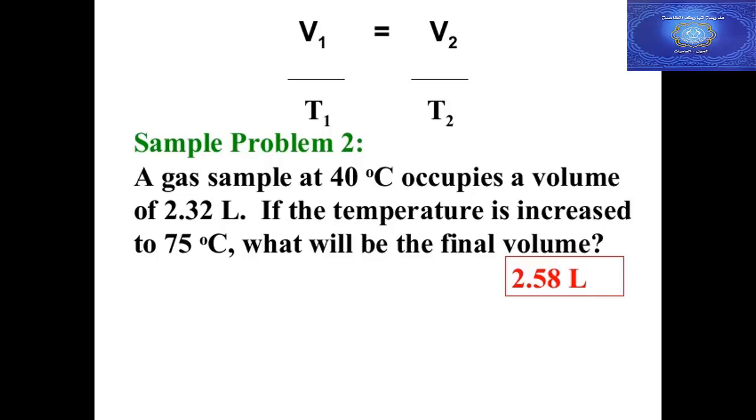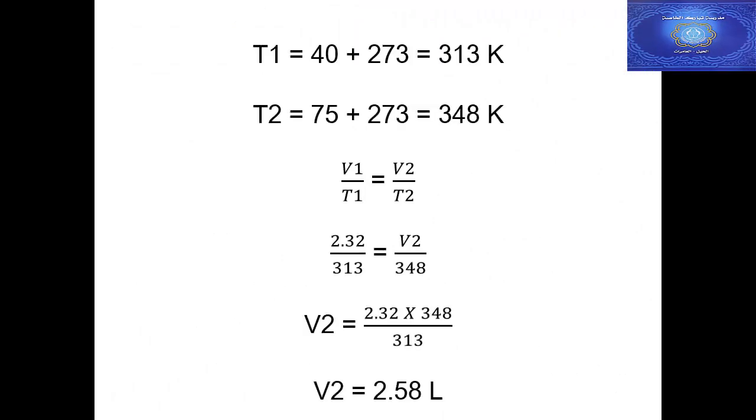Firstly, I gave you the temperature in Celsius. We can't use temperature in Celsius, we should convert it into Kelvin. So, firstly, we will change from Celsius into Kelvin. First temperature, which equals 40 degrees Celsius, will equal 40 plus 273, which equals 313 Kelvin. Also, second temperature, 75 degrees Celsius plus 273, equals 348 Kelvin. This is the first step.